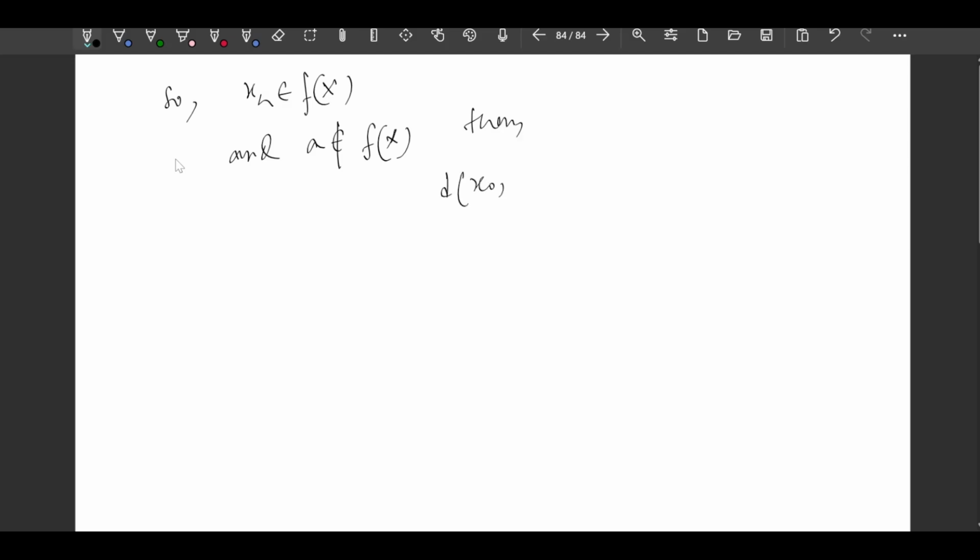Okay, then the distance of x naught comma xn is what? Distance of a comma xn, because x naught is nothing but a. So the distance of a comma xn is greater equal to what? This is greater equal to delta, right? Why? Since the distance of a comma f of x equals delta, which is greater than 0, right?